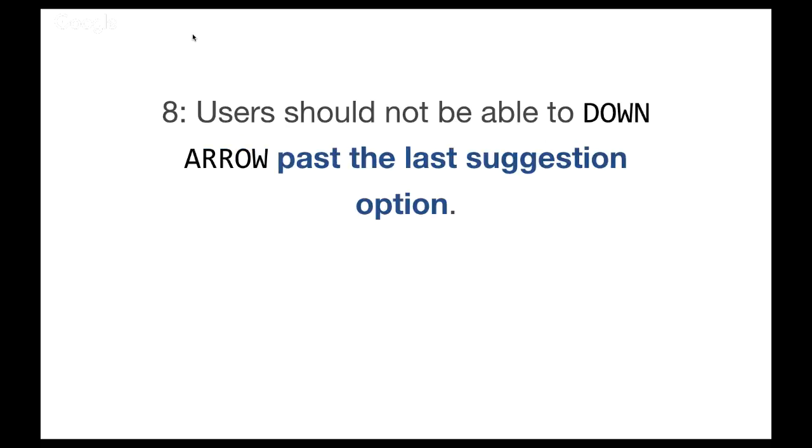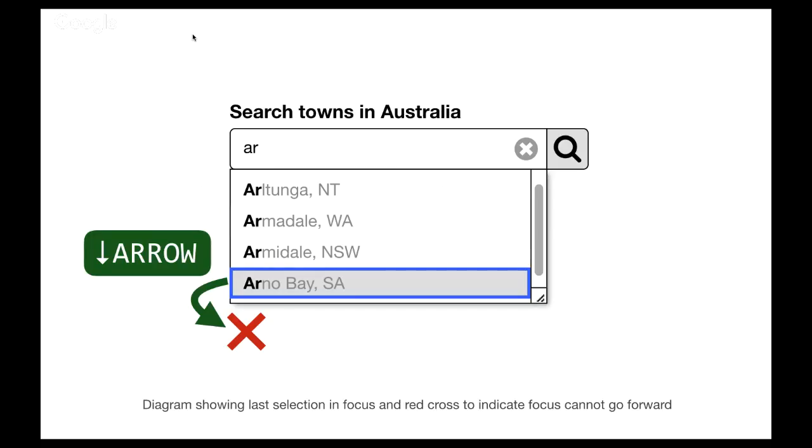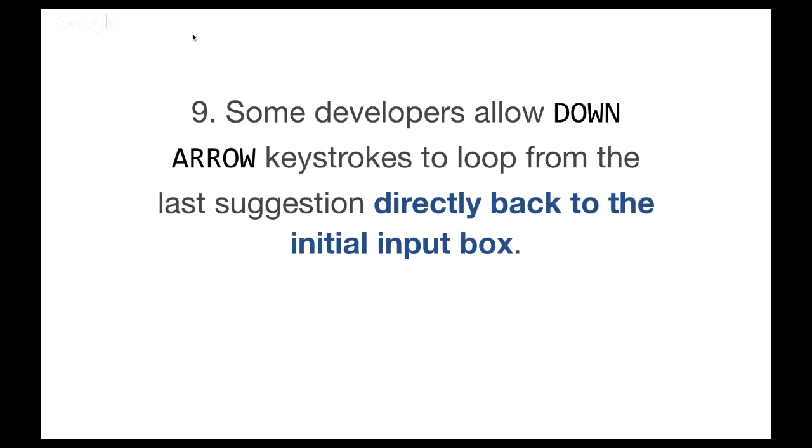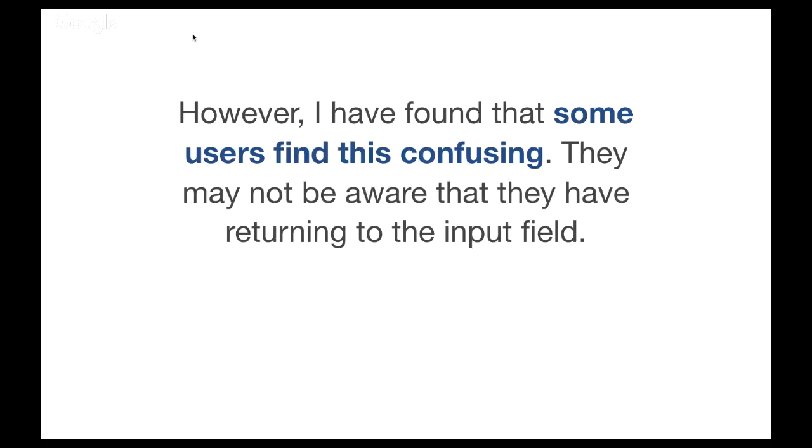Now, this is slightly contentious because some people don't agree, but I think that users shouldn't be able to down arrow past the last suggested option. So in this example, we have a suggestion by the user, and there's a list of suggestions below, and it's suggesting you cannot use the down arrow key to move forward out of that list. Now, some developers allow the down arrow keystroke to loop from the last suggestion directly back up to the top of the input. Now, I don't like it. And the reason is I've actually watched users doing this, and they get in this weird loop. In a couple of instances, I've seen users get quite confused. They don't realize that they've moved through a list of suggestions and gone back up to the input.